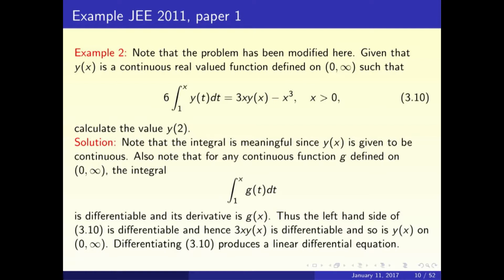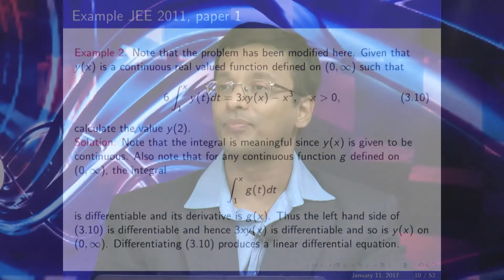Now if you stare at equation 3.10, there is a specific value of x which is very interesting, namely x equal to 1. So if you put x equal to 1 in 3.10, what happens to the left hand side? The left hand side straight away becomes 0. What happens to the right hand side? The right hand side becomes 3y minus 1. So 3y minus 1 is 0. So y is 1/3. So when x is 1, y is 1/3.